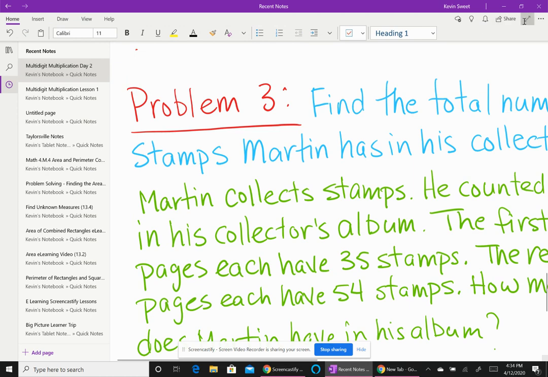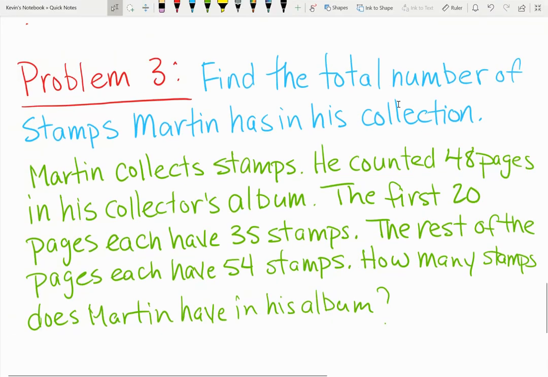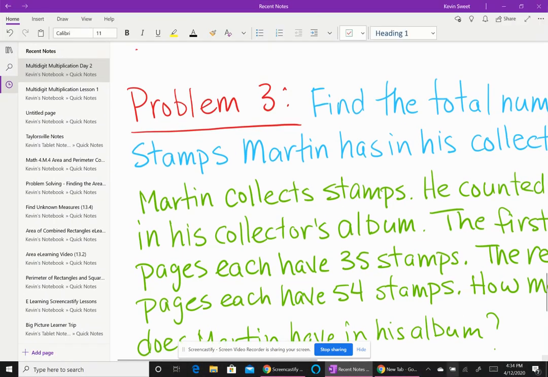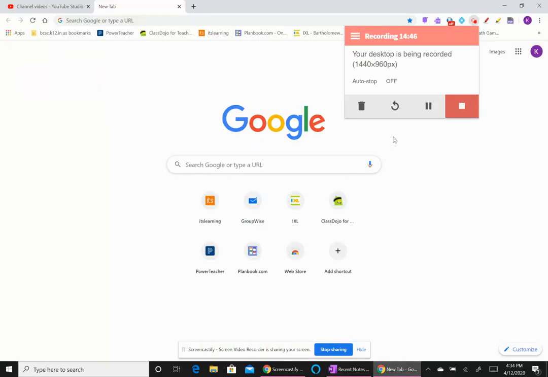Welcome back, 4th grade. We are on problem 3, which happens to be our last problem of the day. Find the total number of stamps in Martin Hassen's collection. So use cubes, remember your strategies, and good luck. Pause the video now.